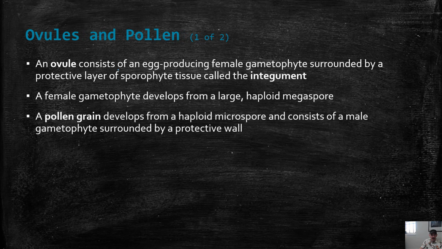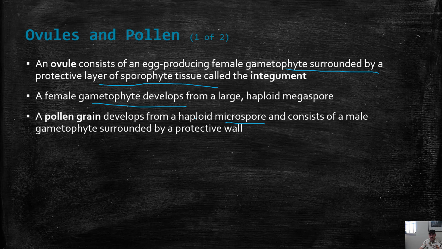Okay, so an ovule consists of an egg-producing female gametophyte surrounded by a protective layer of tissue called the integument. And a female gametophyte grew from a large megaspore, which is a female spore that was inside of that integument before. Now pollen grains grow from a microspore. That's the male spore. So one thing we see in seed plants that we don't see in most ferns is they have two kinds of spores, megaspores and microspores. Megaspores are big, they grow into female plants. Microspores are small, they grow into male gametophytes.